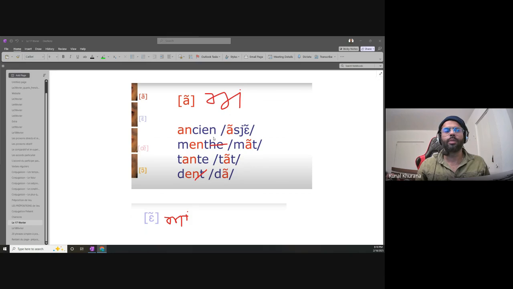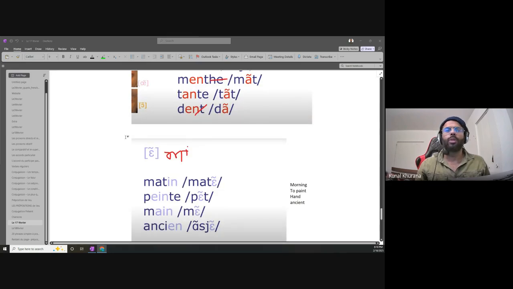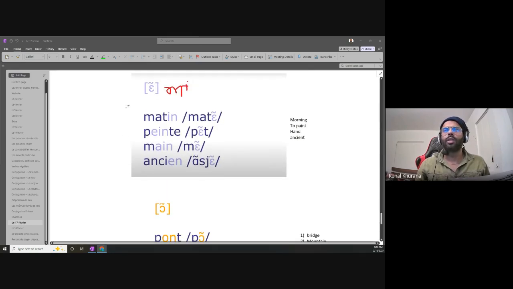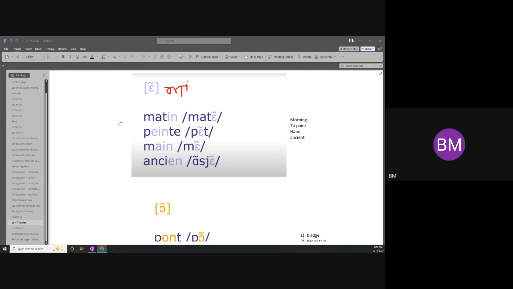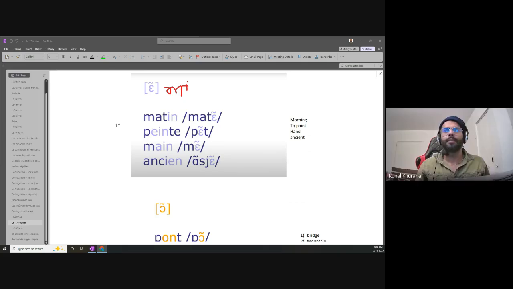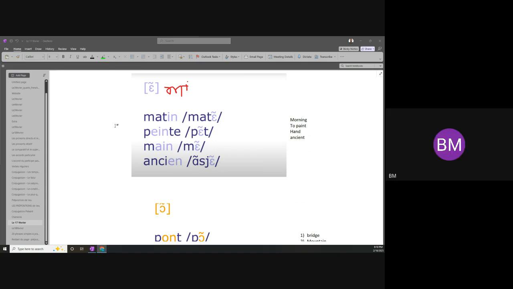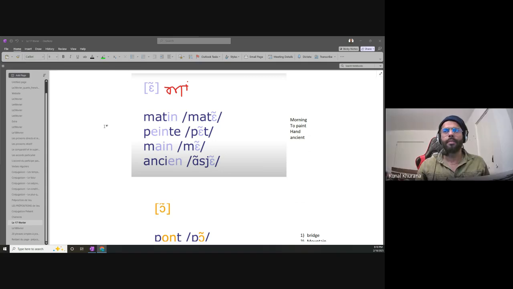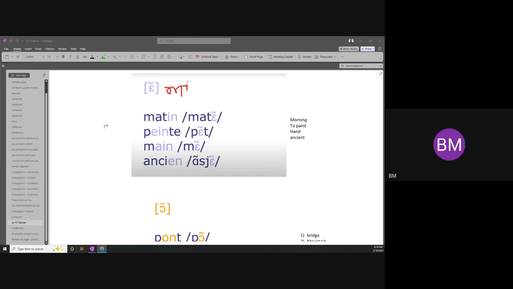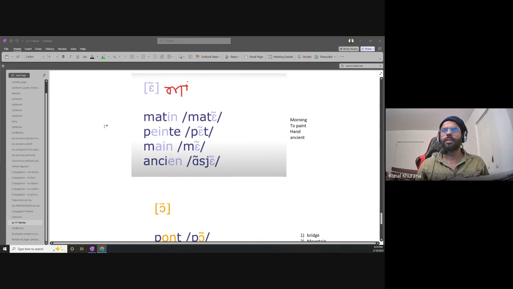Donc, c'était correct, tout était bien, tout allait bien. Donc, on peut continuer. La deuxième, ça va être avec un. Matin. Pente. Man. Ancien. Ancien. Ancien. Ici aussi, ça allait mieux.